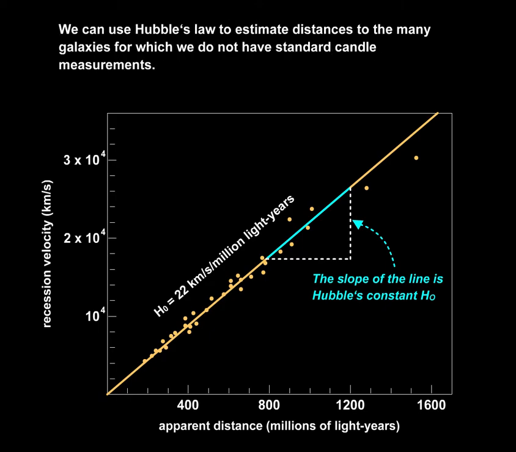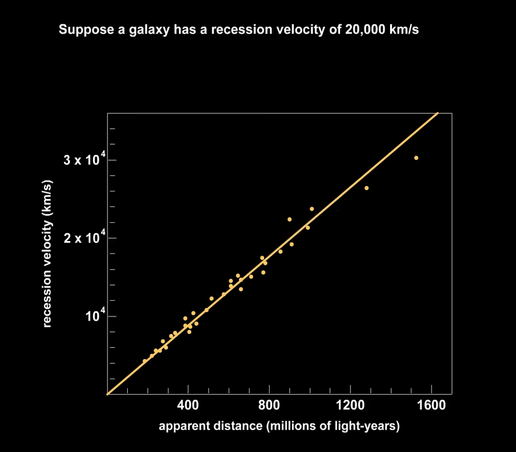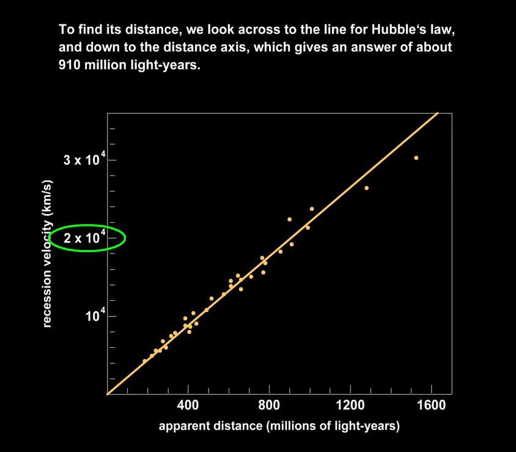We can use Hubble's law to estimate the distances to the many galaxies for which we do not have standard candle measurements. Suppose a galaxy has a recession velocity of 20,000 kilometers per second. To find its distance, we look across to the line for Hubble's law and down to the distance axis, which gives an answer of about 910 million light years.